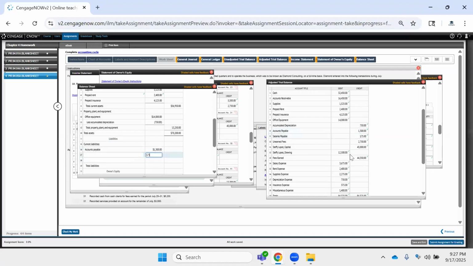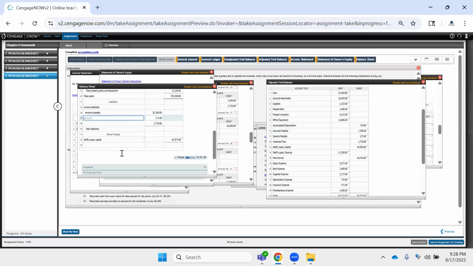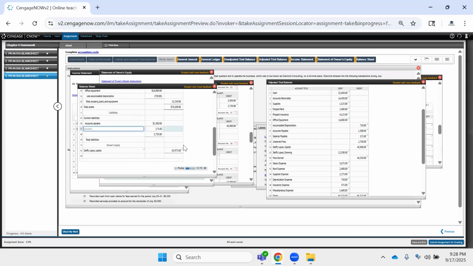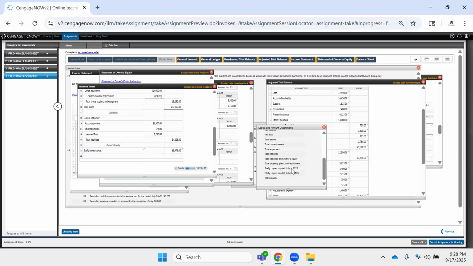Salaries payable, 175. Unearned fees, 2,750. And then our other balance is a capital balance, so that's not relevant to the balance sheet. And then our total liabilities, we add all these up, is $4,225.